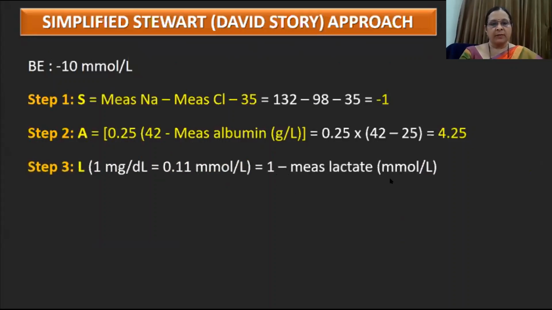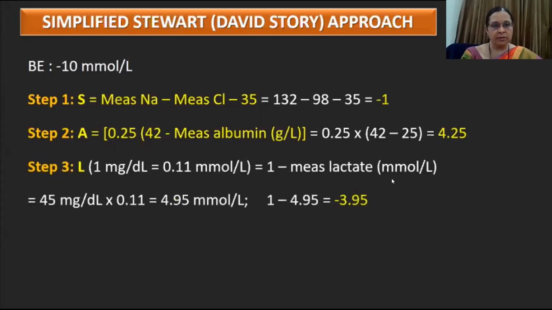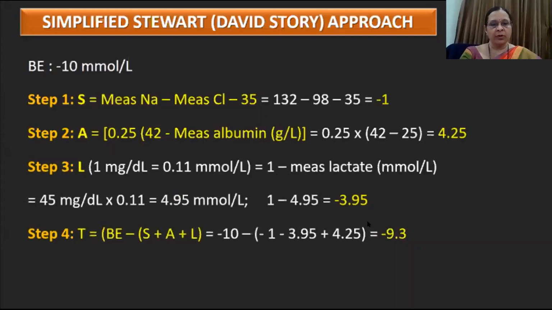Lactate, 1 minus measured lactate. So 1 minus 4.95 millimoles per liter, minus 3.95. And step 4, you have all of them put together. So the other ion effect will be equal to base excess minus S plus A plus L. You do the maths, you get minus 9.3.